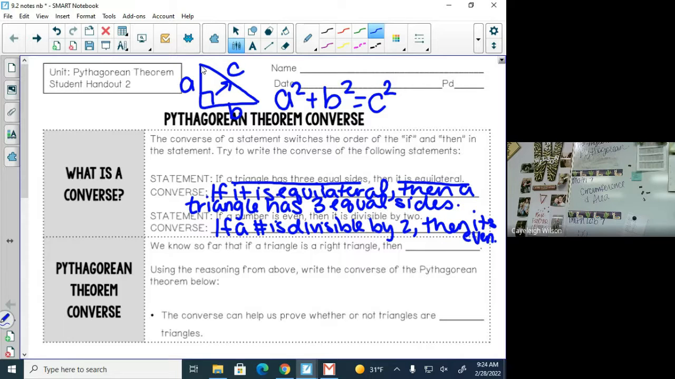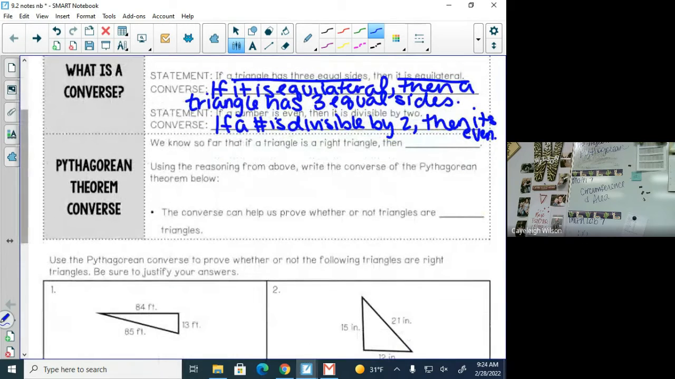All right, so we're going to get into the Pythagorean theorem converse. Just a second to get caught up, so I'm just rolling.